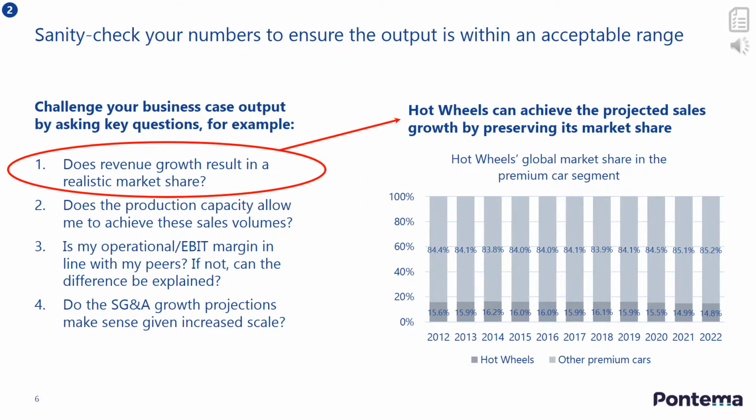The second step in finalizing your business case is to sanity check your numbers to ensure the output is within an acceptable range. Here, you need to challenge your business case output by asking some key questions, such as, does my revenue growth result in a realistic market share? Or, do the SG&A growth projections make sense given my increased scale? It is also worth asking your team and peers to sanity check the outputs.